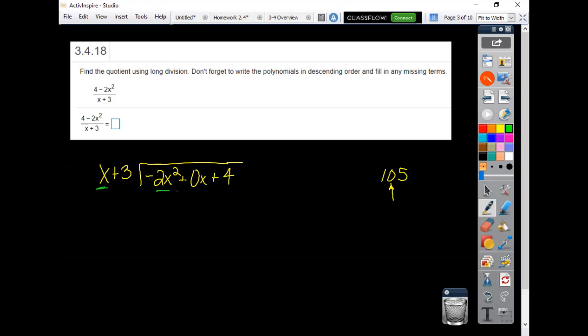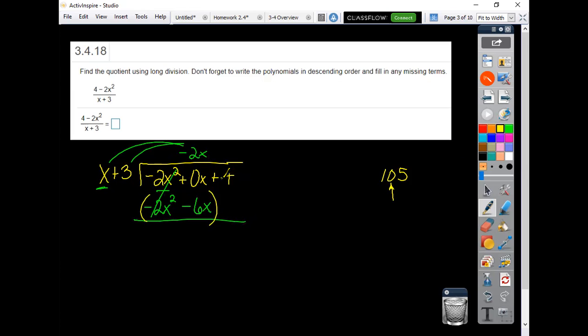X times what to get negative 2x squared? Hopefully you say negative 2x. Multiply the negative 2x times each of these things to distribute it out and see what we have created here. Again, if we've done it correctly, this first term is always going to cancel out, and the negative 2x times the 3. See, this is why we needed this spot here. If we didn't have a 0x here, we wouldn't be able to line it up, and we might combine it with the wrong terms.